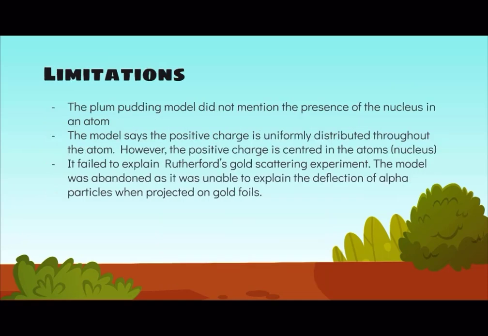Some limitations to the model was that it did not mention the presence of the nucleus in an atom, as the positive charge is uniformly distributed throughout the atom. It also failed to explain Rutherford's gold scattering experiment, so it had to be abandoned.